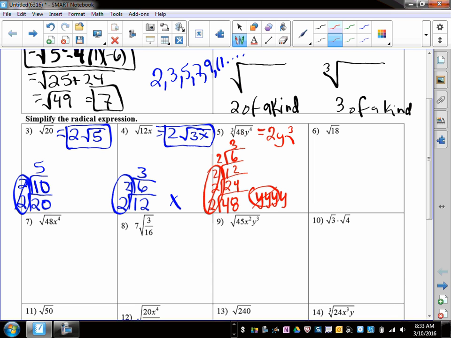So cube root of 2 times 3 times y. It's all multiplication in there. And what is 2 times 3 times y? Okay, 6y. So our answer is 2y, cube root of 6y.